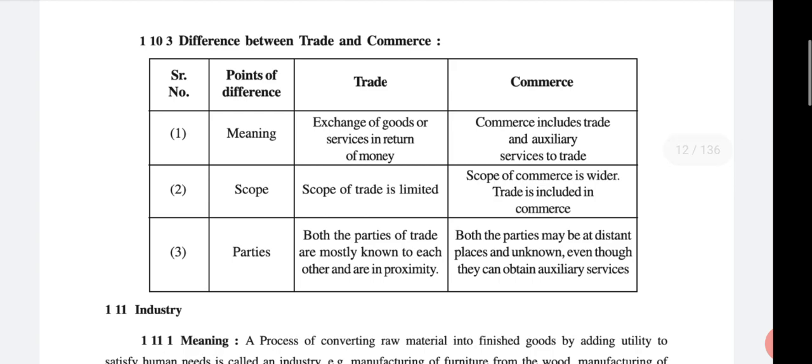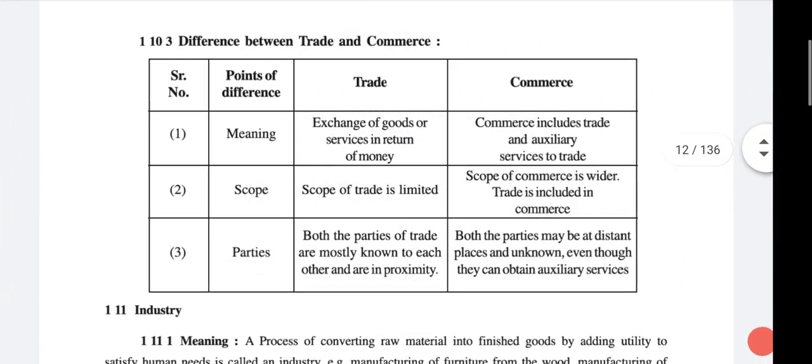Then the difference between trade and commerce: meaning, scope and parties. The scope of trade is limited, whereas commerce has no limitation of scope. Both the parties of trade are mostly known to each other, but in commerce they may be at a distant place. Okay students, do you understand? Okay, clear now? Good. Here we have done the whole revision at a glance.